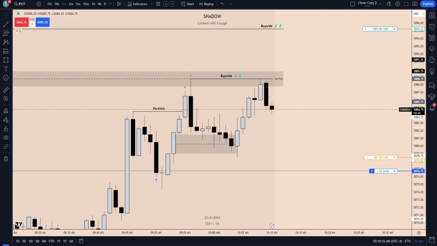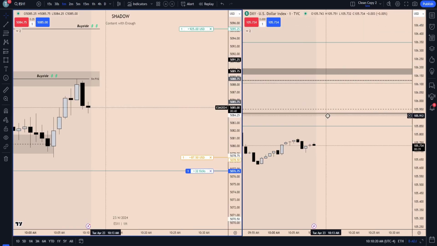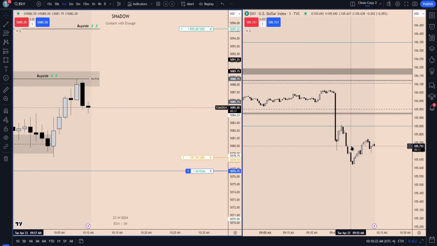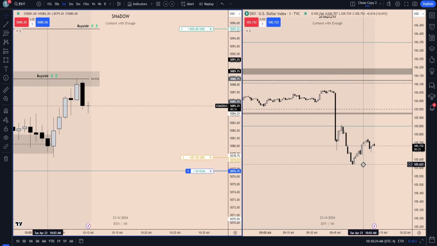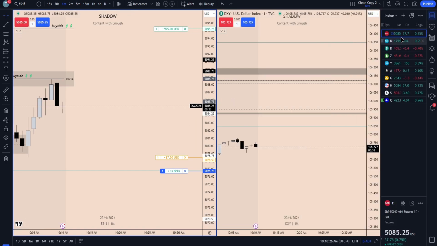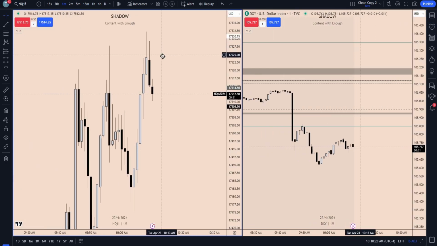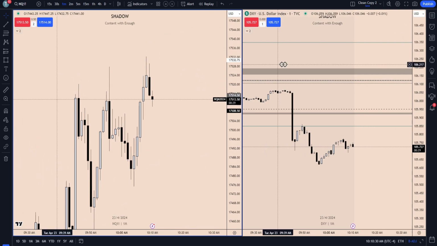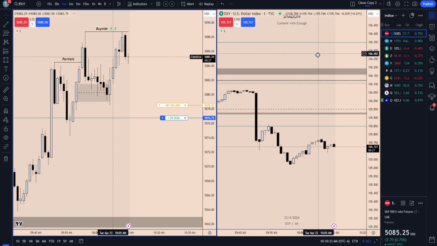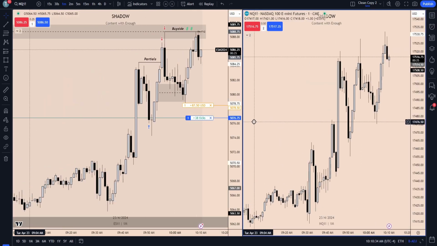Oh, NQ wicked the high, so that's actually not too good for us. All right, let's take a look real quick. Dollar still going lower, so I'd like us to hold from this fair value gap and attack this low again. But if we look at NQ real quick, oops. Well, let's go back to ES here. NQ here. There it is.